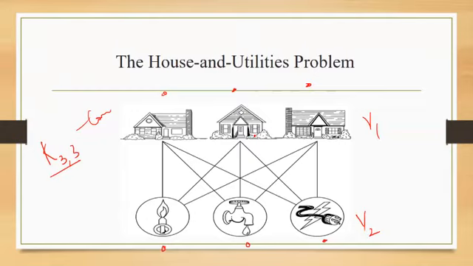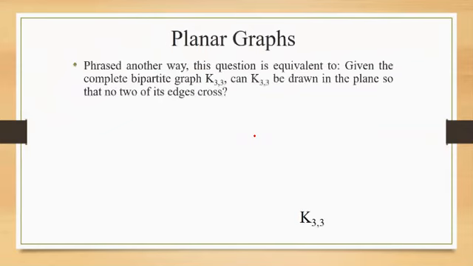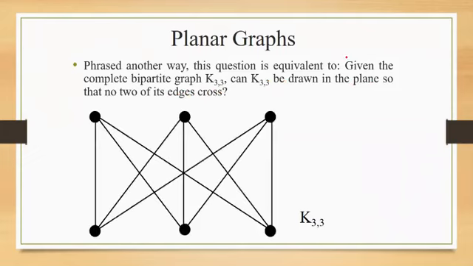So the next thing is the planar graph. Consider the previous slide. Is it possible to join the three houses to the three utilities in such a way that none of the connections cross? The question is equivalent to: given the complete bipartite graph K3,3, can K3,3 be drawn in the plane so that no two of its edges cross, as given here? Okay, so this is the K3,3 graph.